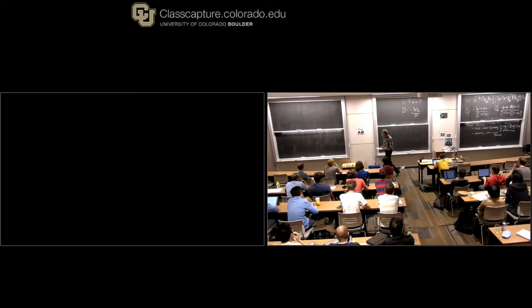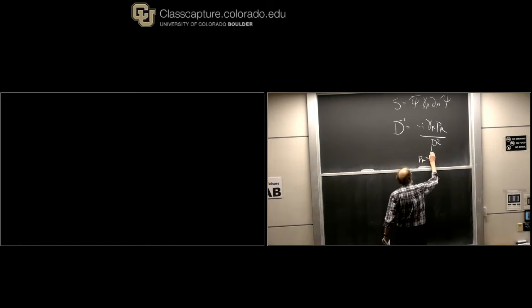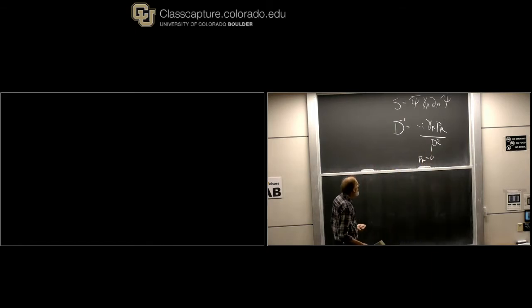So I wrote down some things up here because I didn't feel like copying them. So let's look at this blackboard right here. So I'm just looking at a continuum massless fermion action and the associated propagator, okay? So let's look at this guy. I'm going to say very simple things. This guy's got a pole at p mu equal to zero. There's a single singularity, right?